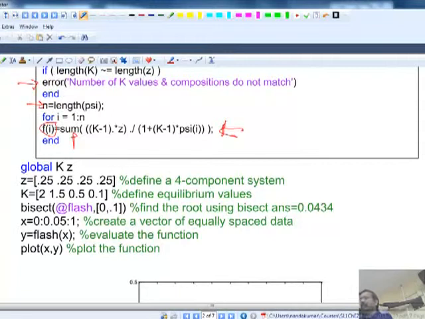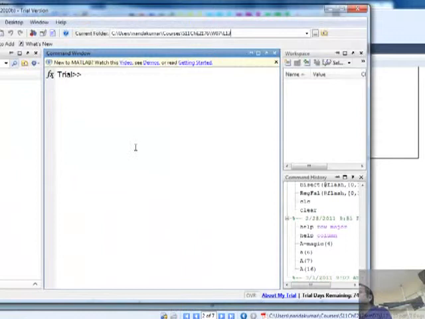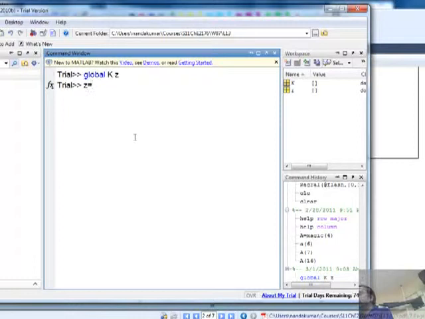So in a MATLAB workspace, I declare k and z to be global, and I initialize the feed composition. This is a four-component system, with the k values. K values are properties. First, I'm going to call, let me just actually do it so that you see, global K and Z, and Z is equal to 0.25. Because it is defined as mole fraction, they should add to 1.